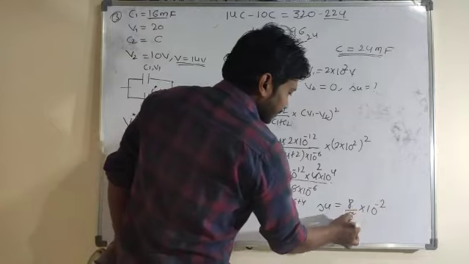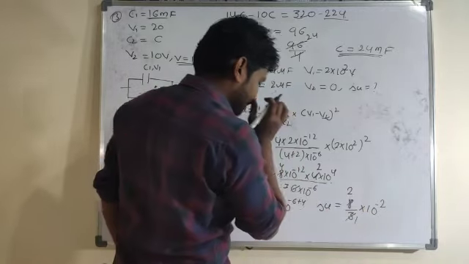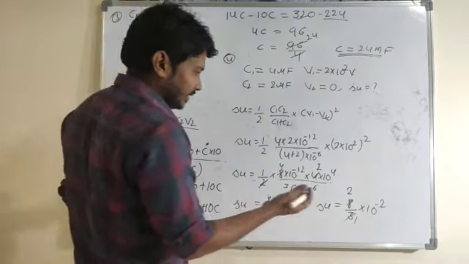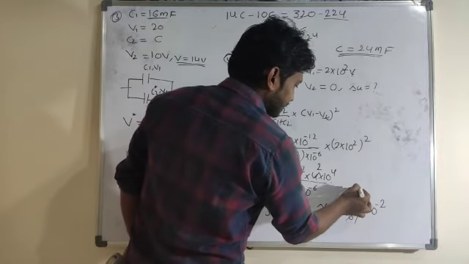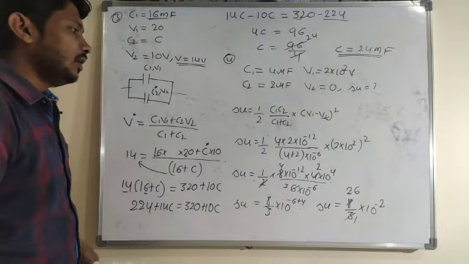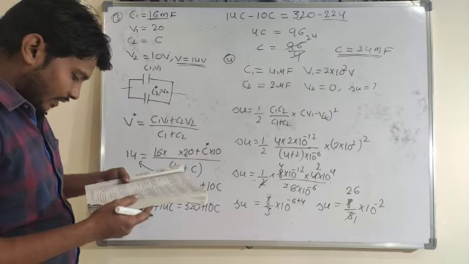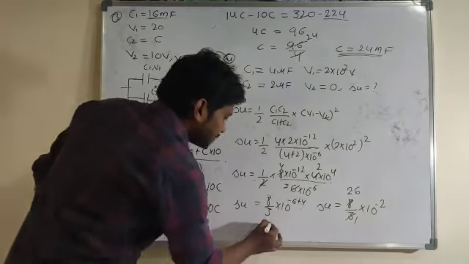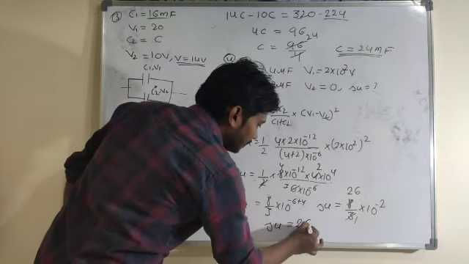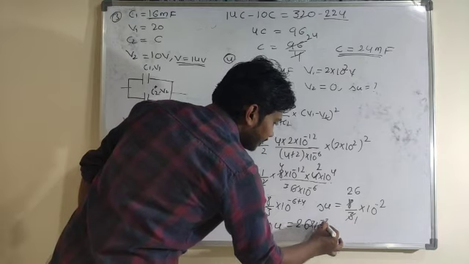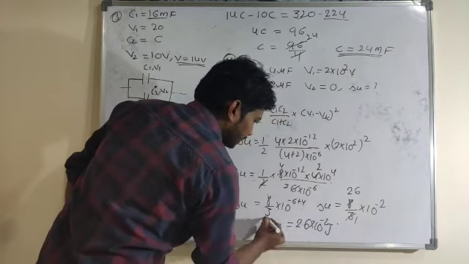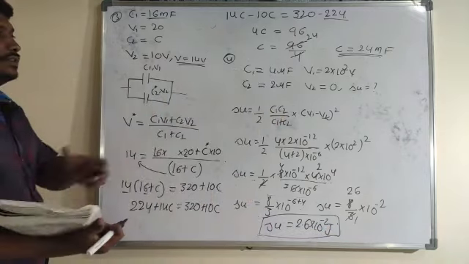So 8 by 3, 3 ones are 3, 3 twos are 6, so 20 means 3 sixes are 18. So that is about 2.6 into 10 to the power of minus 2. So what's the answer here? Delta U is equal to 2.6 into 10 to the power of minus 2 joules. So this is the energy loss in this situation.